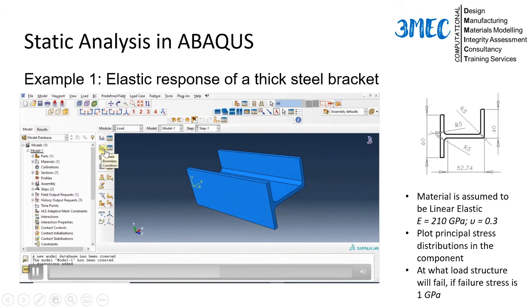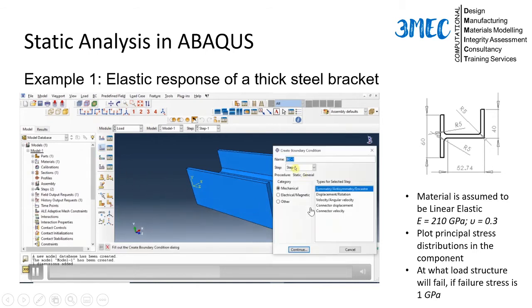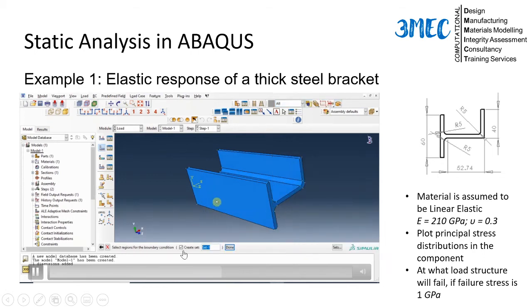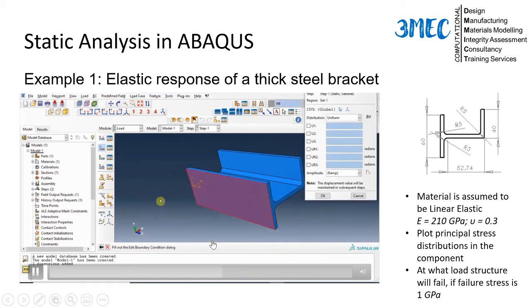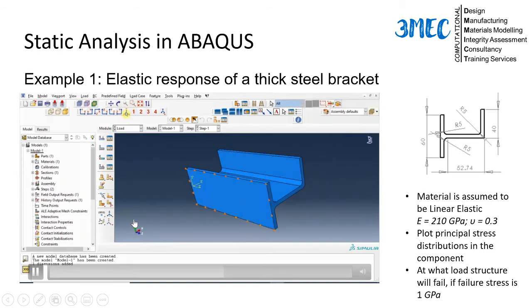And now I'm going to apply a displacement boundary condition here, and in this case I can name it, and I can select displacements here, press continue. It's a mechanical boundary condition, select the surface, and then I can fix in u1, u2, and u3. 1, 2, and 3 are the x, y, and z directions.